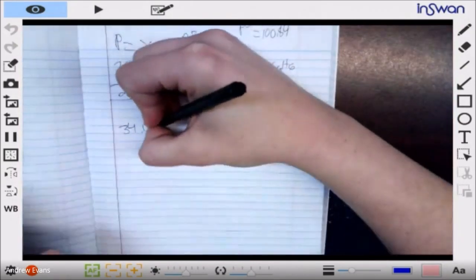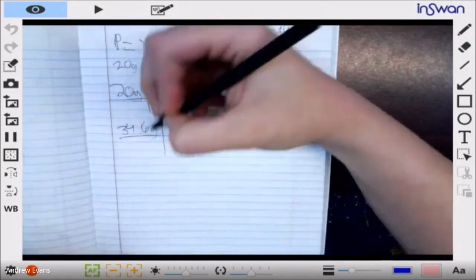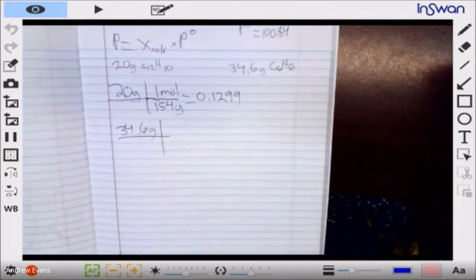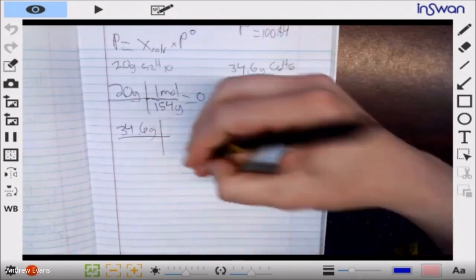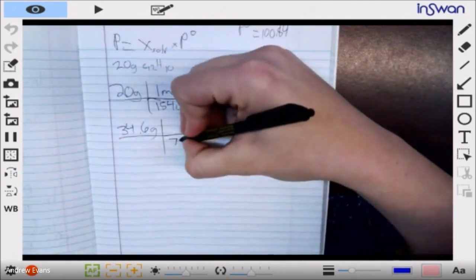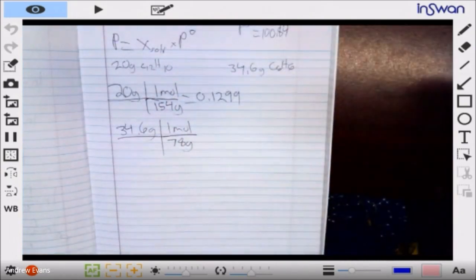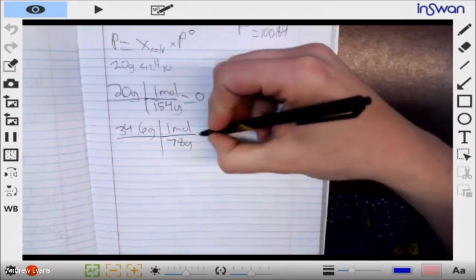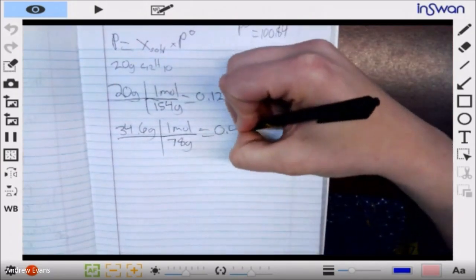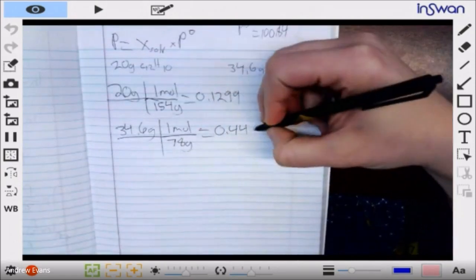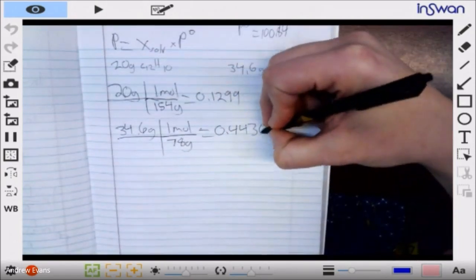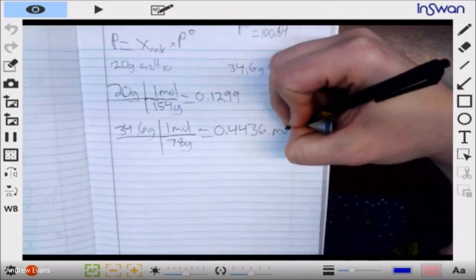34.6 grams of C6H6. 6 times 12 is 72, plus another 6 is 78. 78 grams, 1 mole. 34.6 divided by 78 is 0.4436 moles.